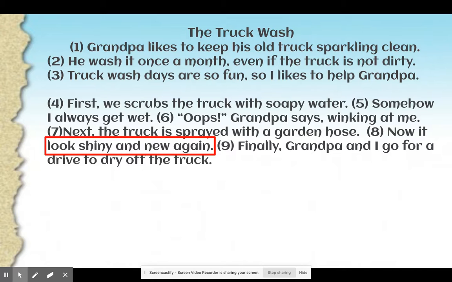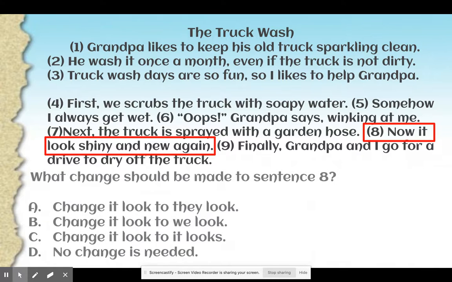Looking at our truck wash paragraph: Grandpa likes to keep his old truck sparkling clean. He wash it once a month, even if the truck is not dirty. Truck wash days are so fun. I likes to help Grandpa. First, we scrub the truck with soapy water. Somehow, I always get wet. Oops, Grandpa says, winking at me. Next, the truck is sprayed with a garden hose. Now it looks shiny and new again. Finally, Grandpa and I go for a drive to dry off the truck.